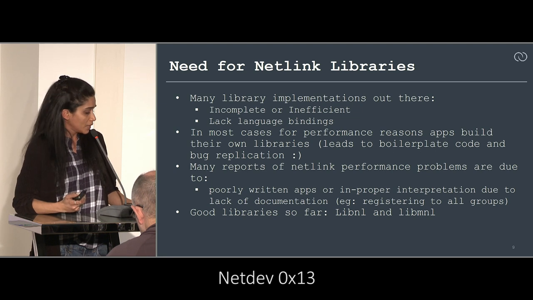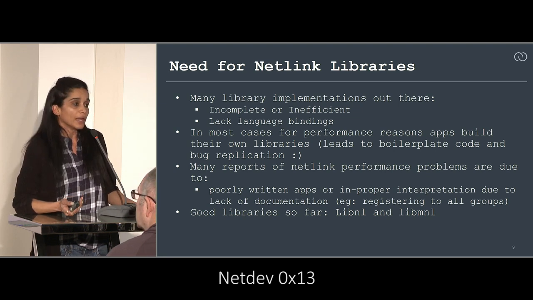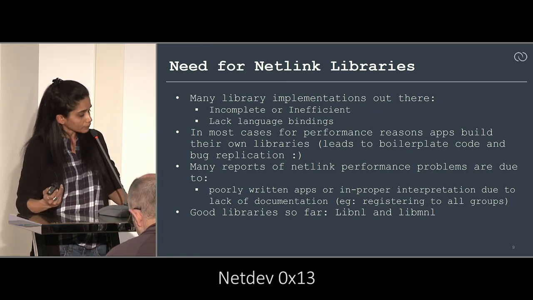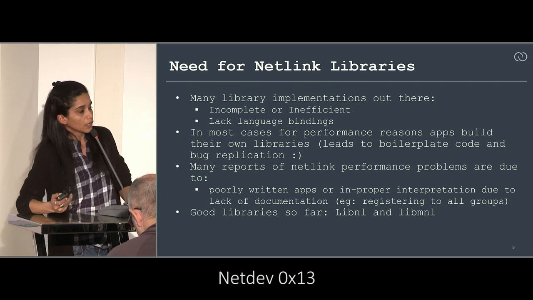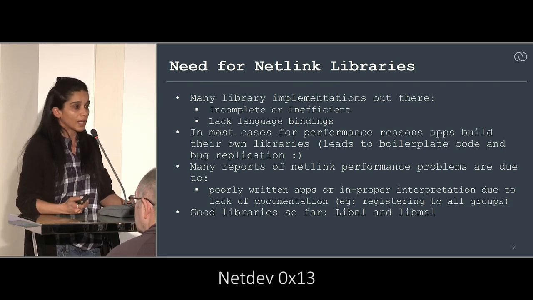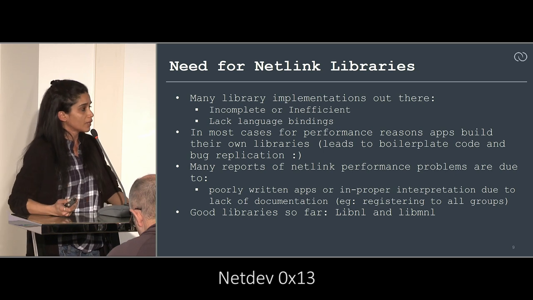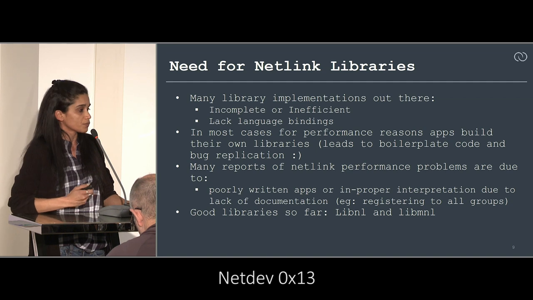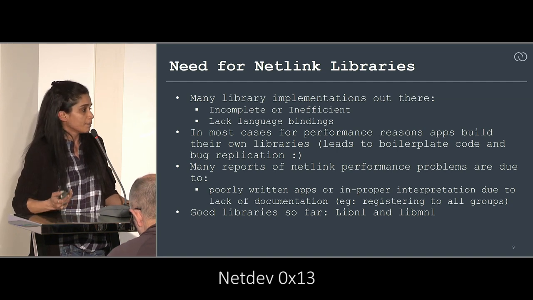At the end, I have a link to libnl and libmnl, which are almost complete. Libnl is the farthest, I think, in terms of supporting all the Netlink API attributes and so on. So in most cases, for performance reasons, all applications end up building their own libraries. For example, in the FRRouting suite, there is the Zebra process, which builds its routing cache and processes Netlink for all attributes that it wants.